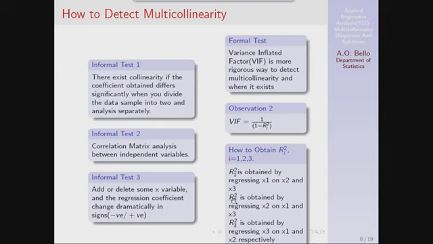For R2, we regress x2, treating our x2 as y, on x1 and x3. So after doing the regressions, we're able to get our R squared for R2. The same thing we apply also for R3.